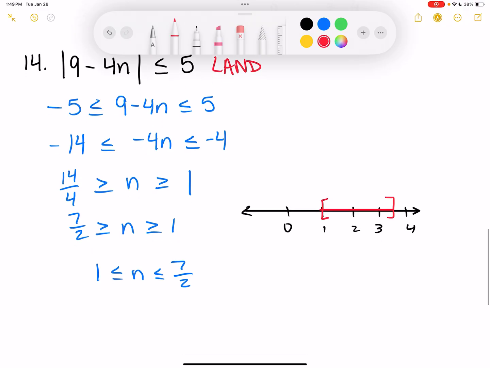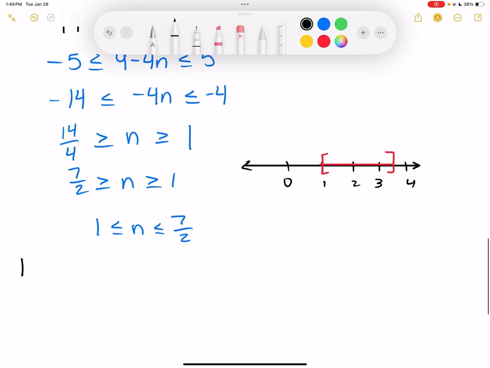All right, next problem, 16. The absolute value of 4 over 3, I'm changing the variable, x minus 7, close off that absolute value, minus 8 is greater than 3. So first thing I do, before I determine if this is an and or an or problem, is I've got to get that absolute value by itself.